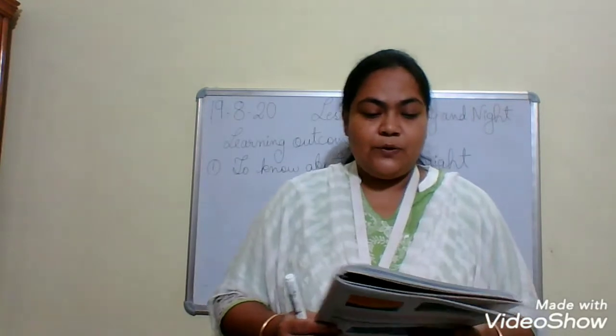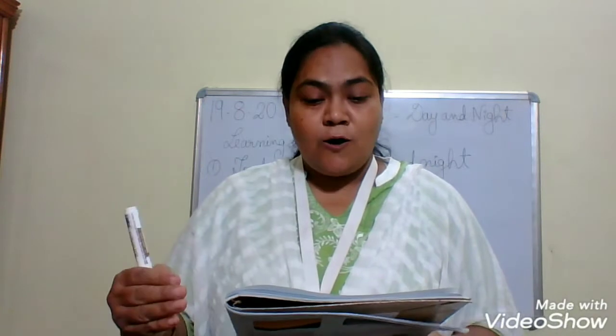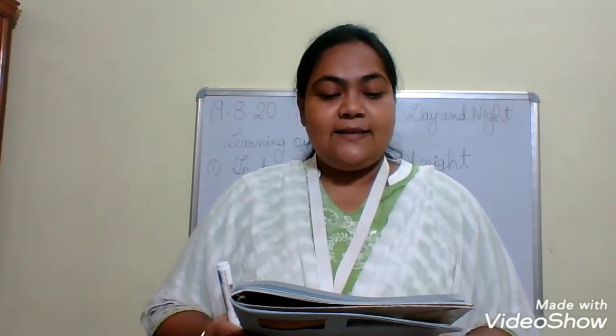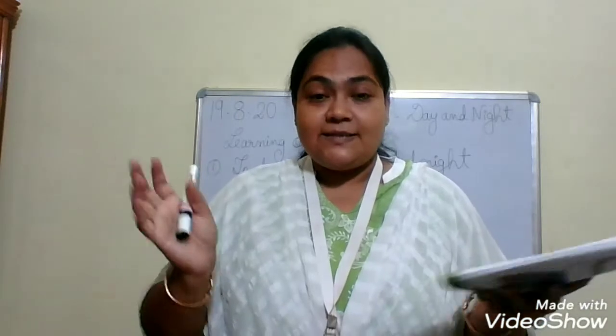Okay. Now look at the next line. Nights are dark and cool. We see the twinkling stars at night and the moon. It is cool at night, but in the daytime it is warm. We cannot see the sun in the sky at night. We can see the moon and stars. What can you see, children? We can see the moon and stars twinkling.